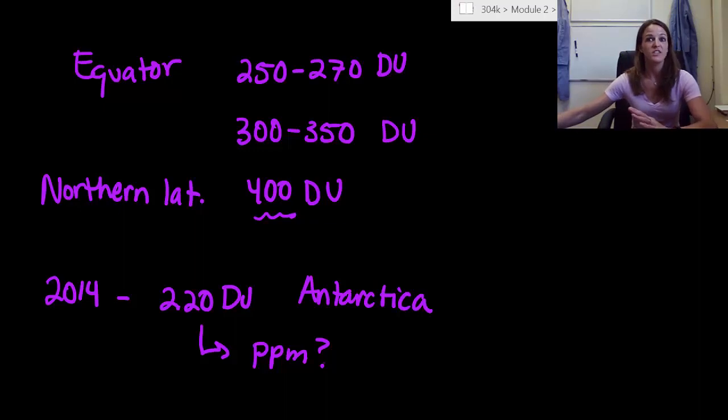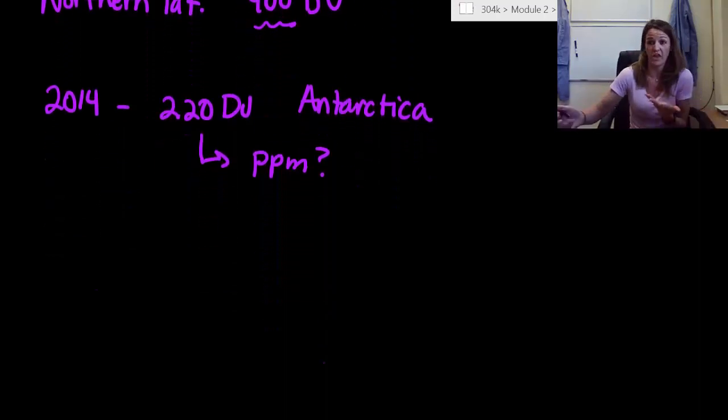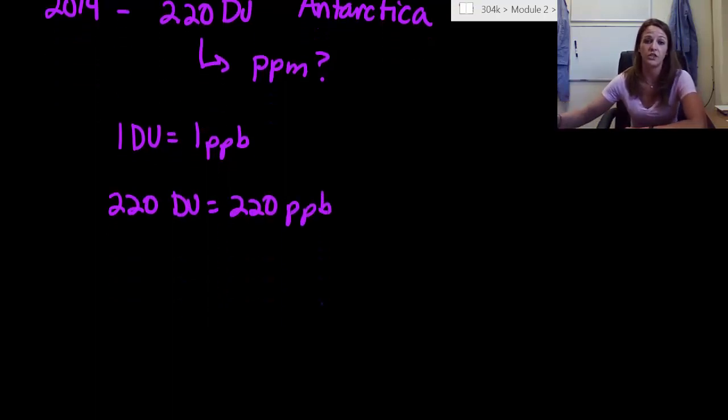Hopefully you did. There were several different ways that you could have attacked this problem, so I'm just going to show you one way that I personally would have done it. So we learned earlier that 1 Dobson unit is equal to 1 ppb. So right away I would have just said, okay, 220 Dobson units is equal to 220 parts per billion of ozone. So now all you had to do was go from parts per billion to parts per million.